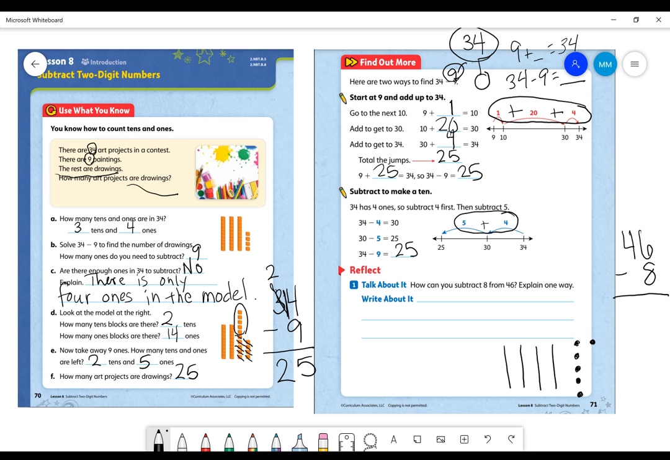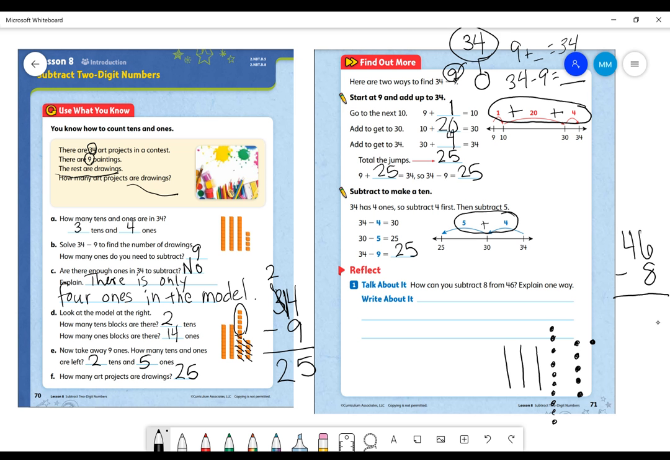I can't do anything with my ones. So I need to go to my tens place. So what I'm going to do, I'm going to take a 10 and I'm going to bust it up. It's still going to be 46. I'm just going to bust up a group of 10 into 10 ones. So 1, 2, 3, 4, 5, 6, 7, 8, 9, 10.